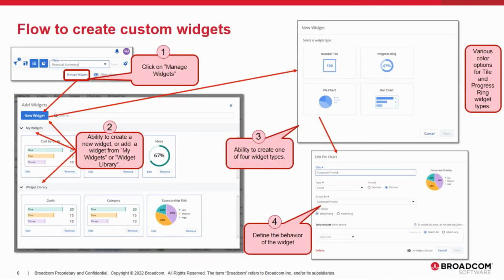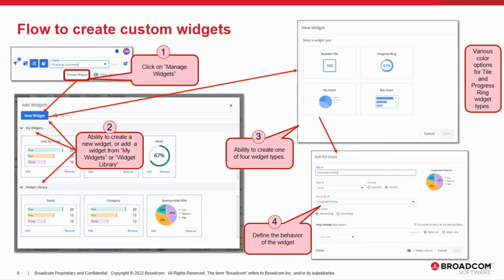The flow to create the custom widget is the same as in the prior release. The end user will first have to click on the widget icon to display the ability to either manage widgets or view existing widgets. The user can then click on Manage Widgets to look at the widgets that are available to them to include in their view, which would be either widgets under the widget library or widgets under My Widgets, which would be the widgets that the user created themselves.